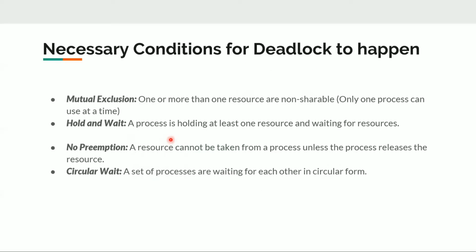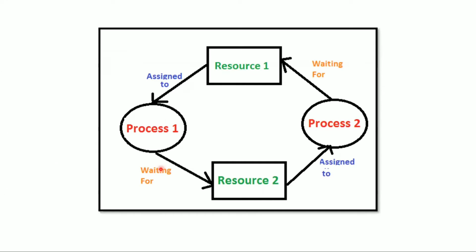The third one is no preemption. By now you should know what preemption is. I will tell you briefly. Preemption is basically saving the context of a particular process, pausing it and taking it back to the ready queue. When it is taken back to the ready queue, all the resources allocated to that process are taken back by the operating system. So if there is a process 1 and the operating system preempts it, that means pauses it, the resource 1 allocated to process 1 is taken back, right? And after that, it is given to process 2.